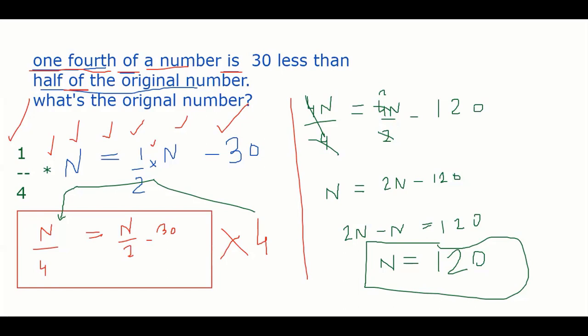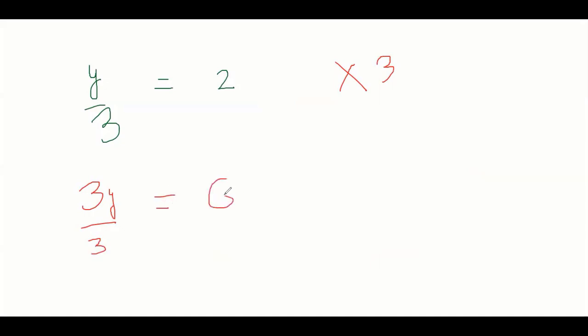Okay, I understood. So I'll explain one more thing to everybody. Not this question, but suppose somebody says y by 3 equals 2. If you don't like fractions, you know what you should do? Multiply everywhere with 3. So the left side becomes 3y by 3, correct? The right side becomes 3 into 2, 6, correct? 3 and 3 cancel. y equals 6. We removed the fractions again.